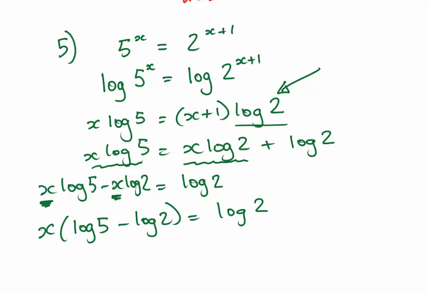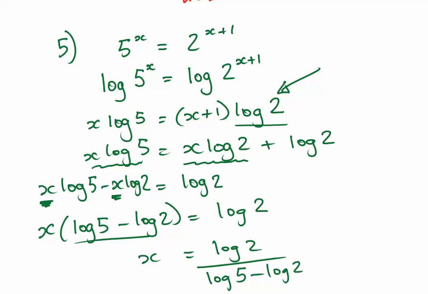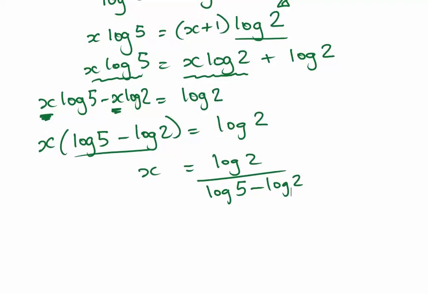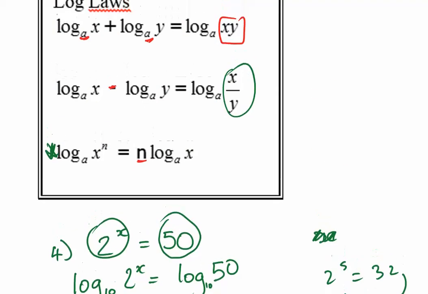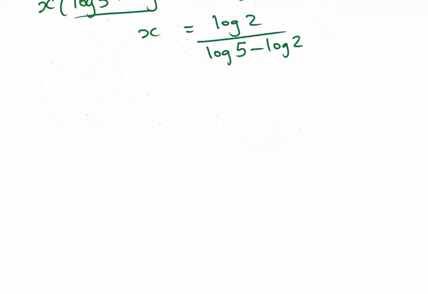And that just means that I've got x times this number, whatever it is, equal to log 2. So if I want to work out what x is, I need to divide by this number here. So my answer is going to be log 2 divided by log 5 subtract log 2. And that's great. Now there is something that I can do with this, because log 5 subtract log 2, from our second law here, is going to be log 5 over 2.